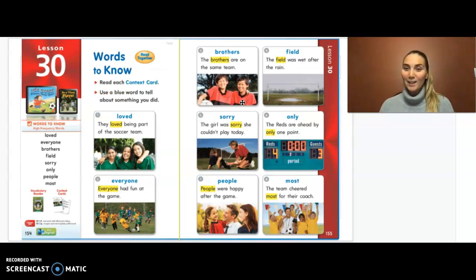All right, let's take a look at our words to know this week. Number 1, loved. They loved being a part of the soccer team. Everyone had fun at the game. Brothers. The brothers are on the same team. Field. The field was wet after the rain.